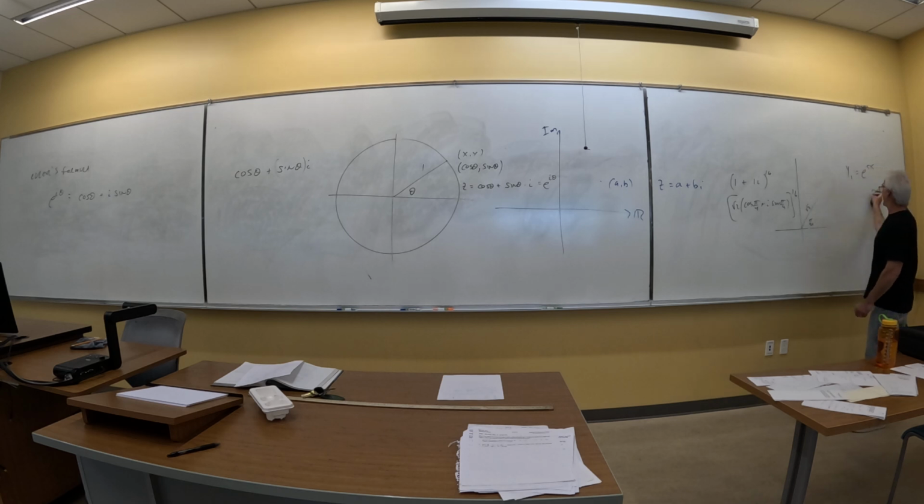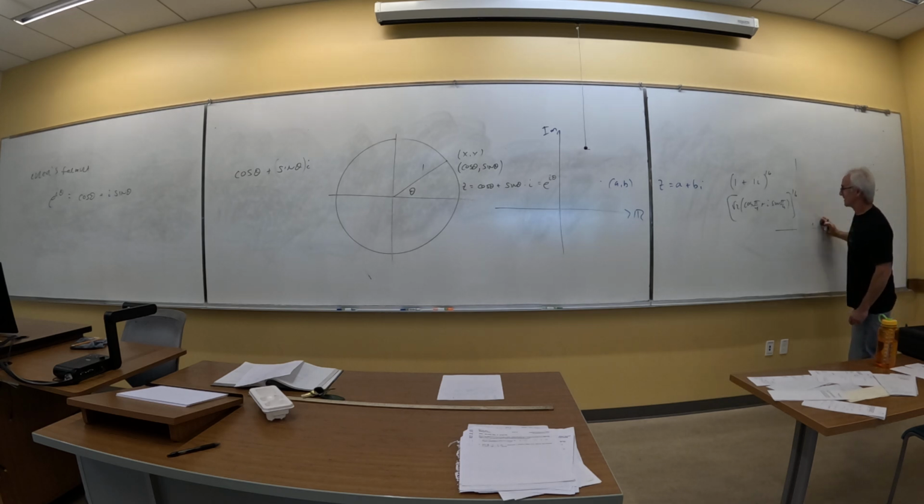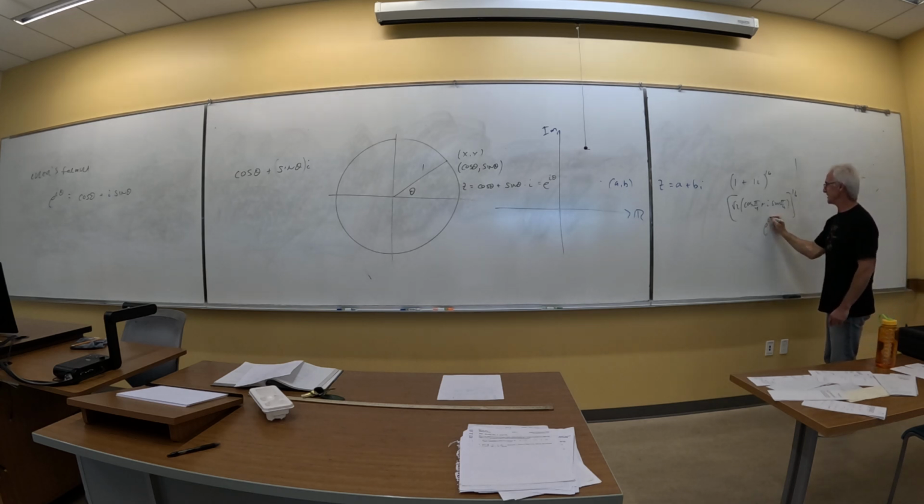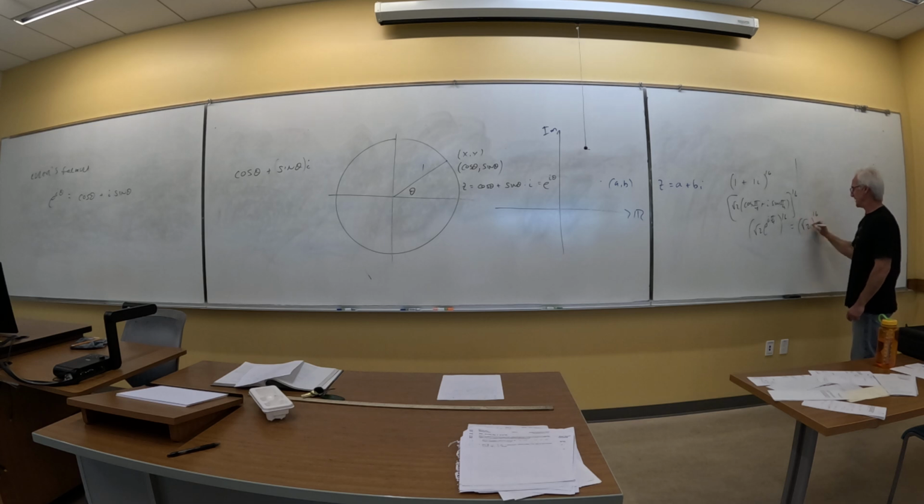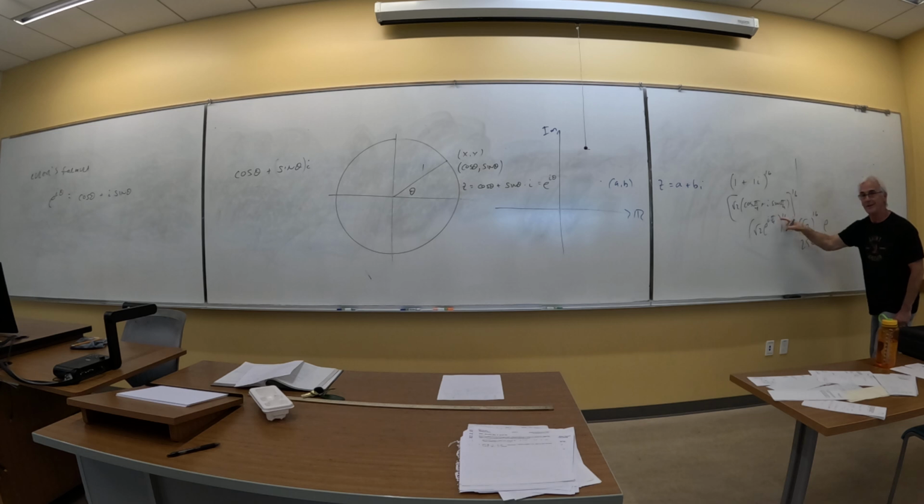Okay, well, that didn't make it any easier. Yeah, it did. Because this is e to the i pi over 4. So this is now root 2 to the 16th, which is 256. And this is e to the 4 pi i, which is 1. So the answer is 256.